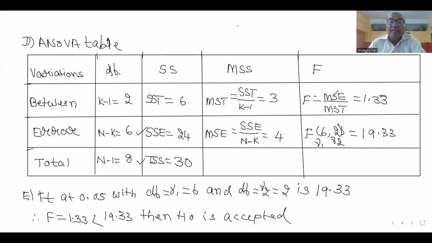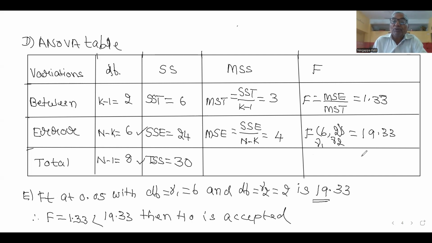Then you write the MSE, its degrees of freedom 6. The F numerator degrees of freedom is 6, and the denominator MST has degrees of freedom 2. In the F table, this is gamma 1 and this is gamma 2. If you see the table at 0.05 with degrees of freedom mu1 equal to 6, or gamma 1, and degrees of freedom mu2 equal to 2, you get 19.33.